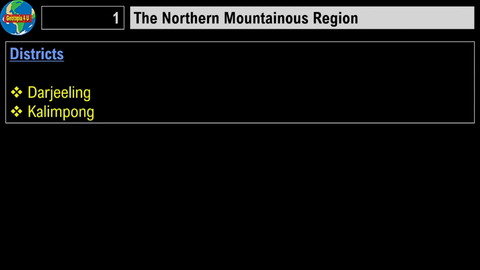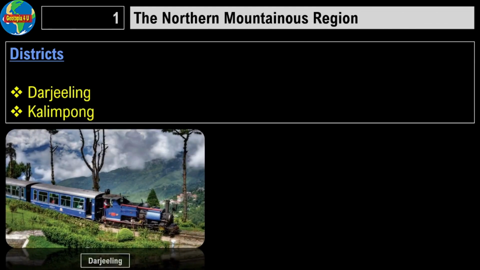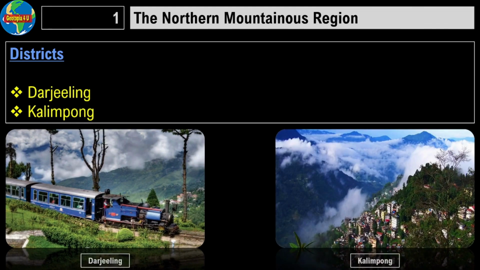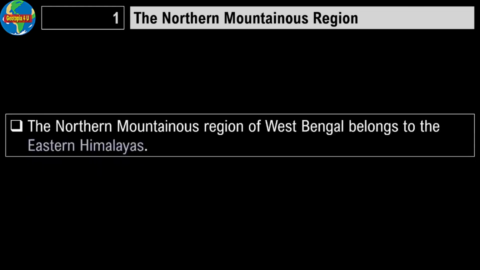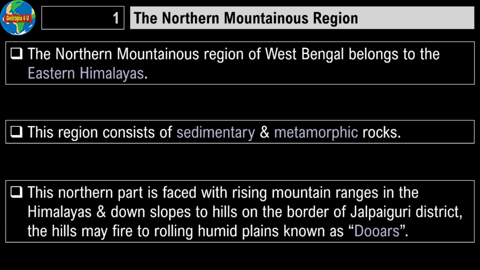Number 1. The Northern Mountainous Region. It includes the districts of Darjeeling and Kalimpong. The northern mountainous region of West Bengal belongs to the eastern Himalayas.